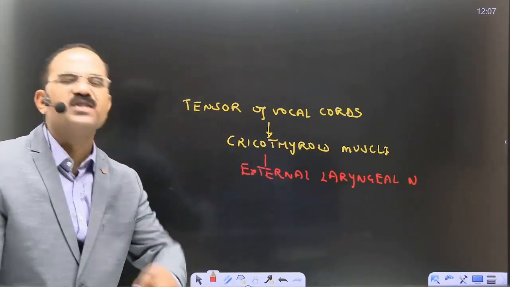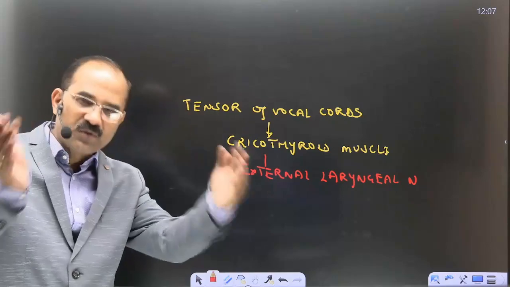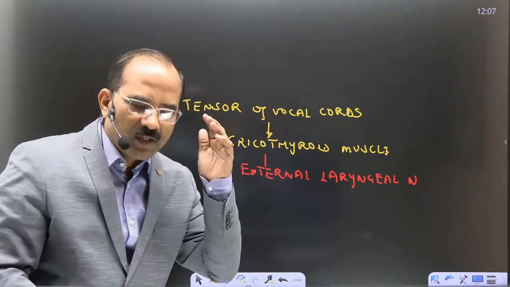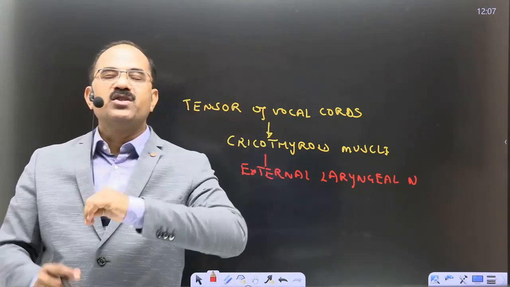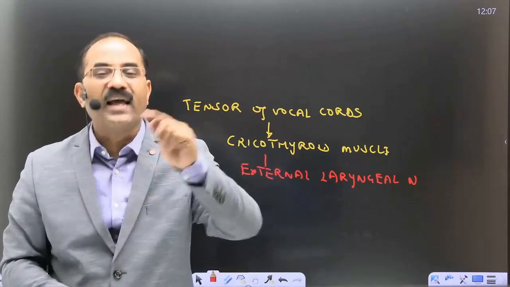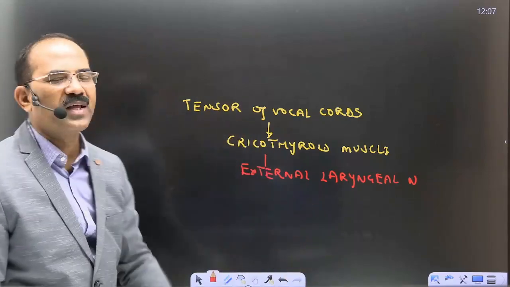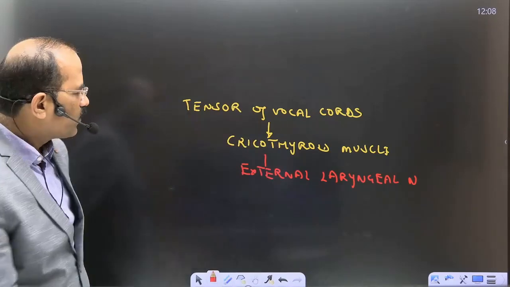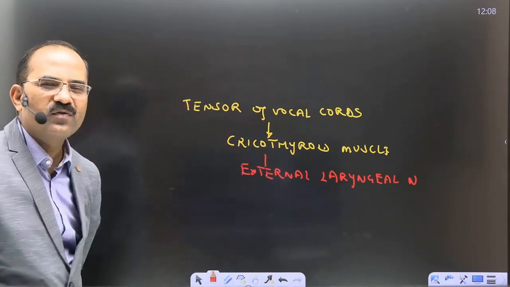That means vagus gives the superior laryngeal nerve which divides into an external and internal laryngeal. The external laryngeal nerve is going to supply what? Cricothyroid. Clear? And what is the action of cricothyroid? Tensor of the vocal cords.